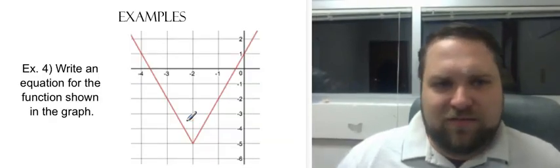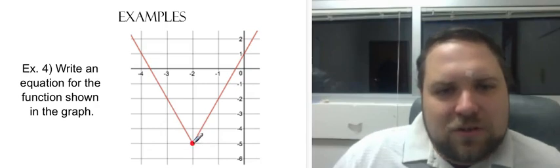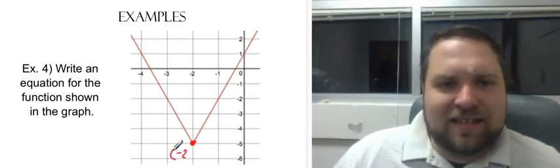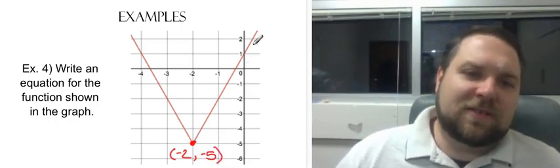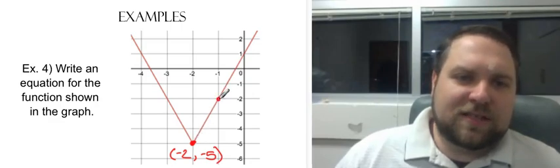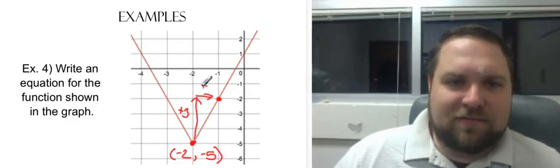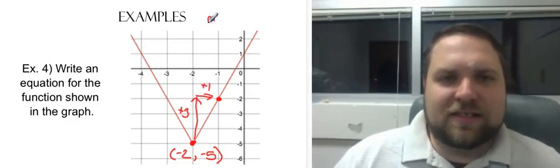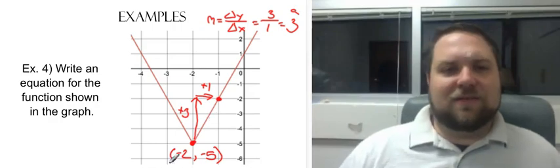Write an equation for the function shown in the graph. First thing we need is, that's right, the vertex. So we find our vertex, and our vertex is at -2, -5. We also need the slope of this right arm, so I need 2 points on that line. I'll take this one and this one. My change is +3 on the y-axis, +1 on the x-axis. So to find slope, remember that's my change in y divided by my change in x. My change in y is 3, change in x is 1, so my slope is 3, and thus a is going to be 3 as well.